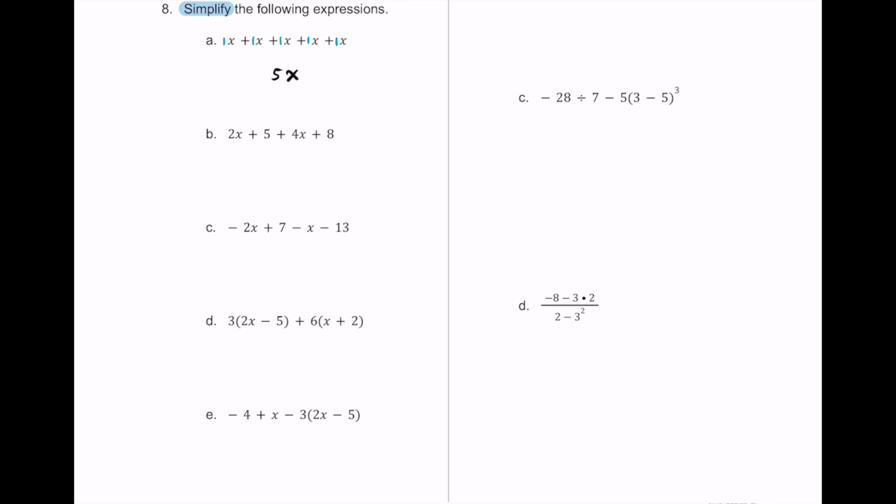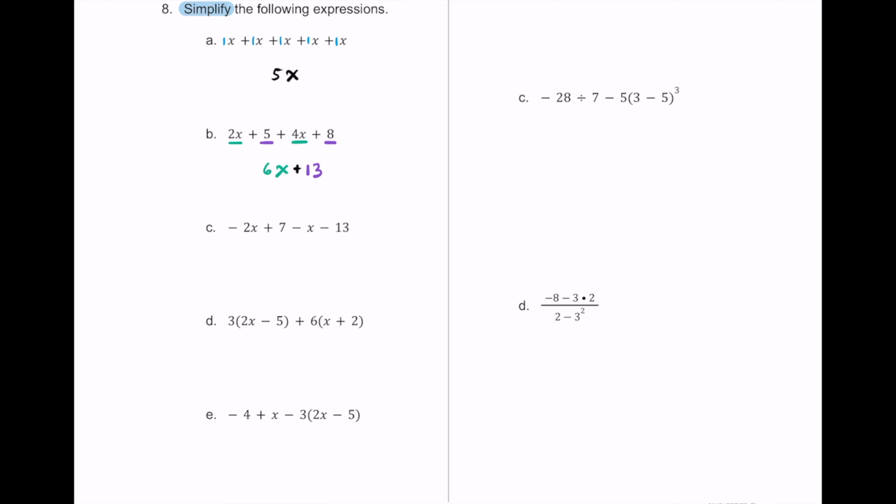For B, we have 2x plus 5 plus 4x plus 8. So if we look at these terms here, 2x and 4x are like terms. You can add those together, and if we do that, we're going to get a total of 6x by adding their coefficients together. And then if you take a look at the constants 5 and 8, we can add those together, and 5 plus 8, that's going to equal 13. So that would be the most simplified expression.